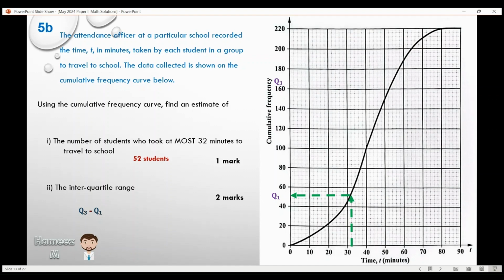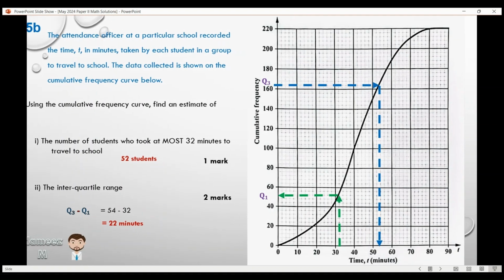And if we would like to find how many minutes it is, we can draw a line across from Q3, 165 coming across, where it intersects, comes down and gives us a value. The difference, 54 minus 32, Q3 minus Q1, the interquartile range. And those values are both in minutes, so 54 minutes minus 32 minutes, that difference is 22 minutes. So that will be our interquartile range.